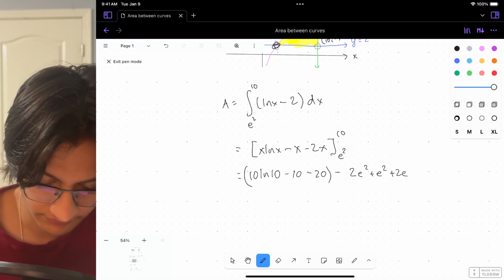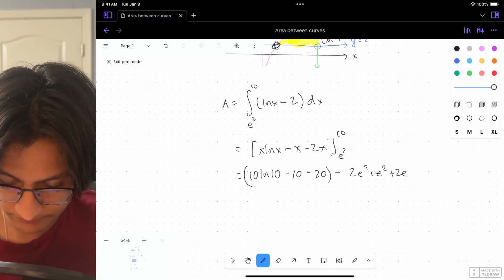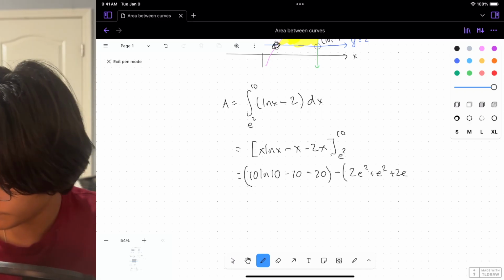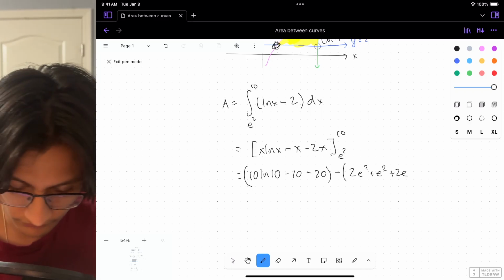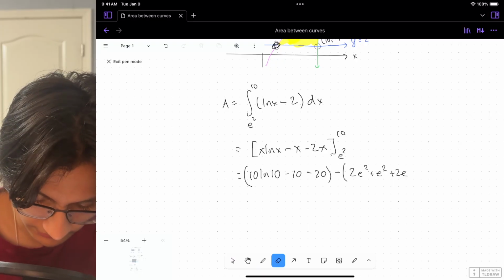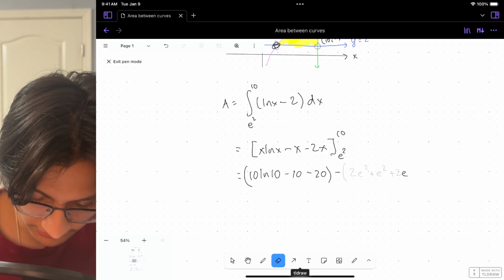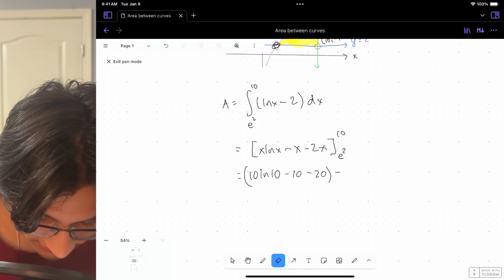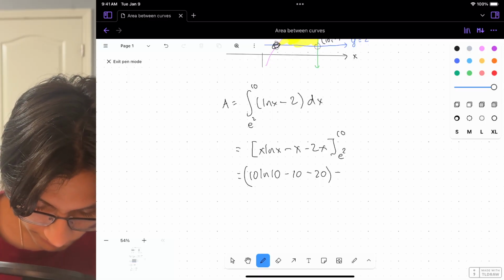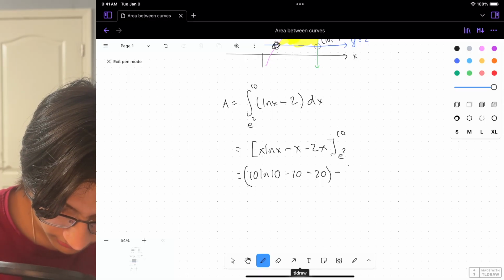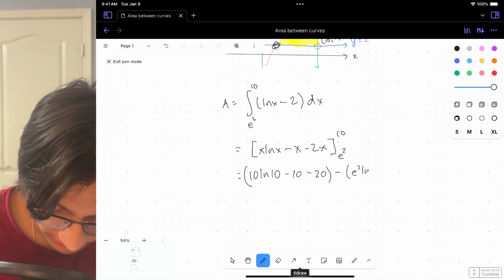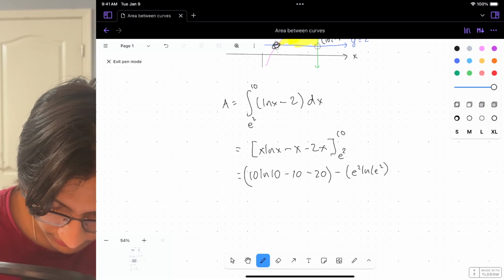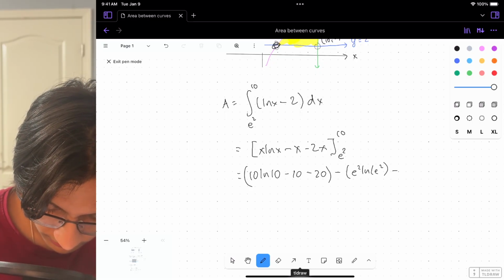Wait, guys, I just did this whole thing wrong. Never mind. So yeah, we plugged in 10, and now we plug in e squared, right? So it's going to be e squared ln of e squared minus e squared minus 2e squared.